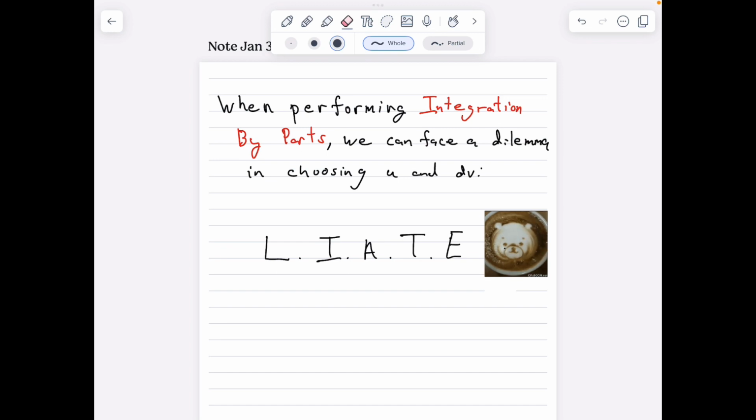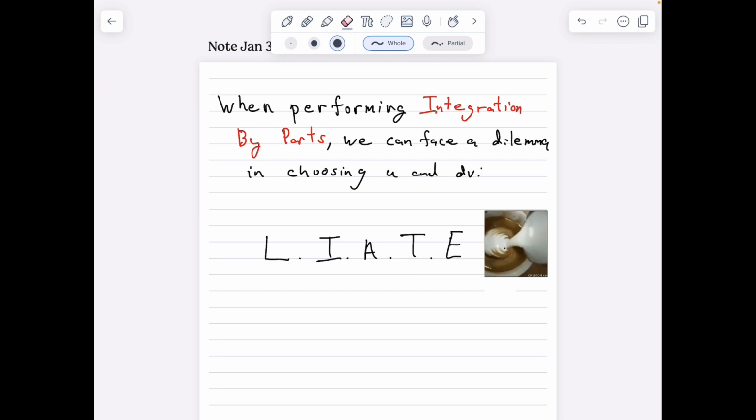Hello everyone. So today we're going to be working a little bit with integration by parts. Not so much performing an integration by parts, but looking at an acronym here that can help us out with integration by parts. Often when you're doing integration by parts, you can face a dilemma into what you could pick for your u. And this is where this acronym comes in, which is called LIATE.